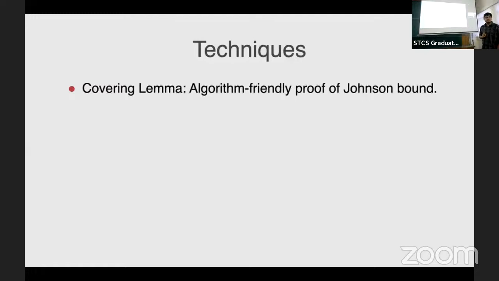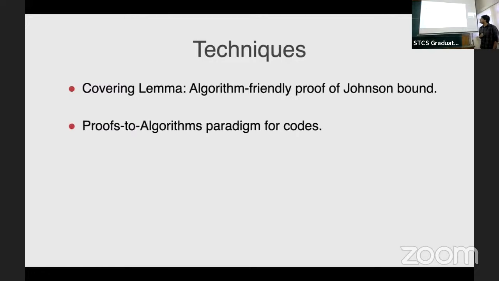What are the techniques? The first one is a new, somewhat different algorithm-friendly proof of Johnson-Baum, based on a statement that we call the covering lemma. It's just a purely geometric statement. Next, we bring in the proofs-to-algorithms paradigm for codes that have been used for CSPs, etc., based on sum of squares and so on, where if you have the right proof, then that directly yields algorithms. We'll see this in more detail.